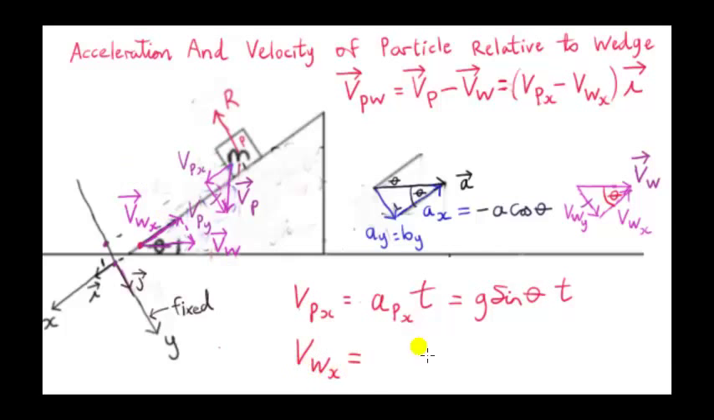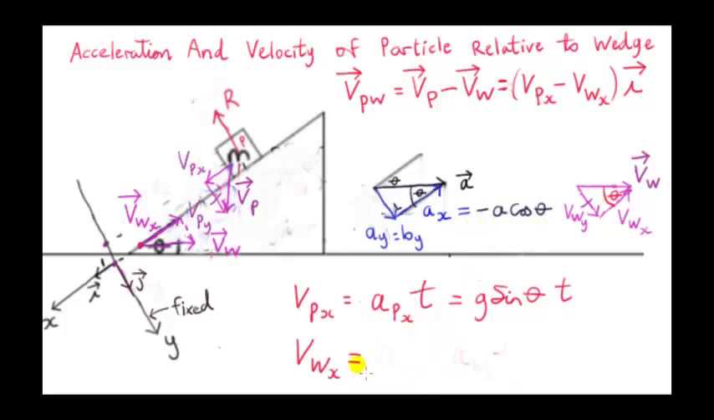Okay, let's get the x component of the wedge's velocity. Well, let's first of all relate the x component to VW. We could say VWX is minus VW cos theta, and then we could relate VW to A, the acceleration of the wedge. Or we can use what we have here. So first of all, we'll write down our formula: V equals U plus AT. It's the initial velocity of the wedge in the x direction plus the acceleration of the wedge in the x direction times time. But the initial velocity is 0 because the wedge starts at rest.